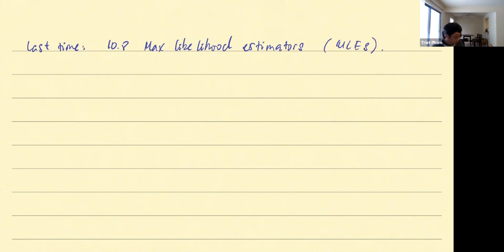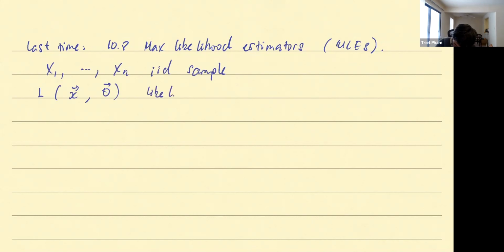Okay, and so the point of MLEs is that first we view the likelihood function, right? So we have x1, ..., xn, an IID sample. The function L of the sample values x and the parameters theta is a likelihood function, which is basically the joint PDF or joint probability function.